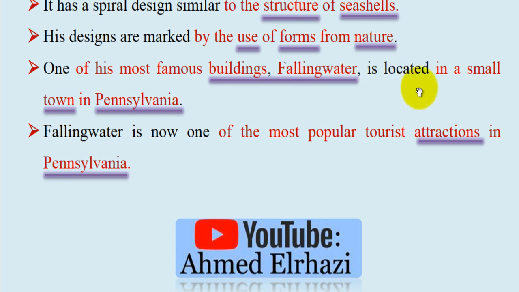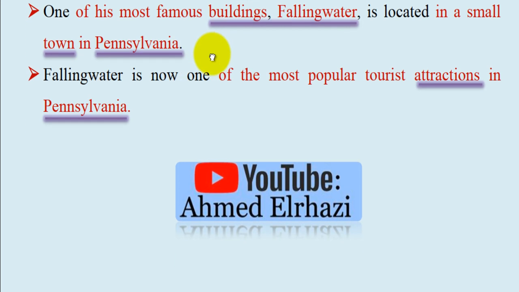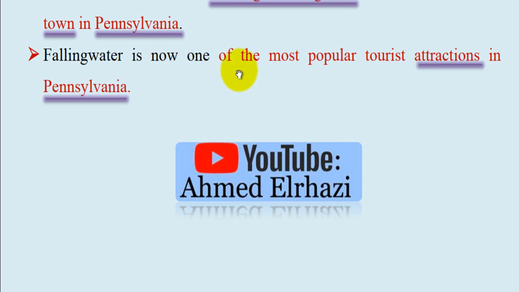Object. Is located in a small town. In a small town. Phrase 2. Town object. In Pennsylvania. Phrase 3. Pennsylvania object. Falling Water is now one of the most popular tourist attractions. The whole thing is phrase number 1. Attractions is the object. In Pennsylvania. Phrase number 2. Pennsylvania is the object, and I wish you the best of luck.